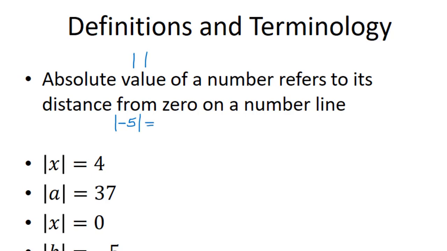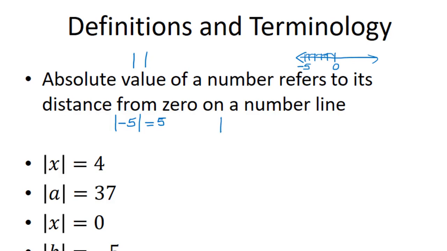And when we see that notation, that means for us to respond with how far is -5 from 0 on a number line. So if I draw 0 and go to -5, how many units did I have to go? Well, I had to go 1, 2, 3, 4, 5 units. So the absolute value of -5 is 5.